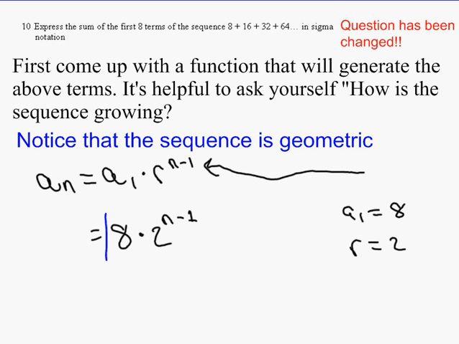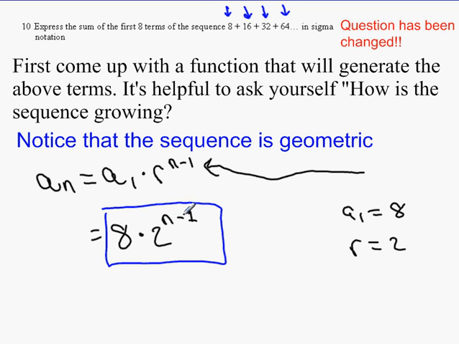This will generate these terms, and you can test it out. Substitute 1 in here. 1 minus 1 is 0, 2 to the 0 is 1, 1 times 8 is 8. So you have to come up with something that will generate these terms.